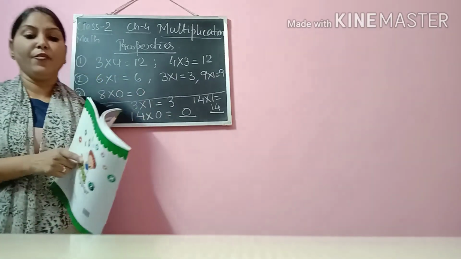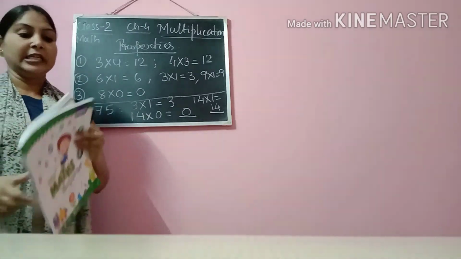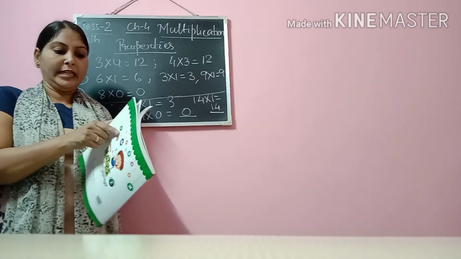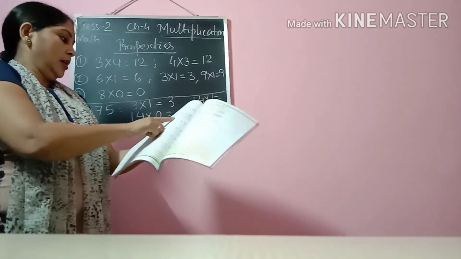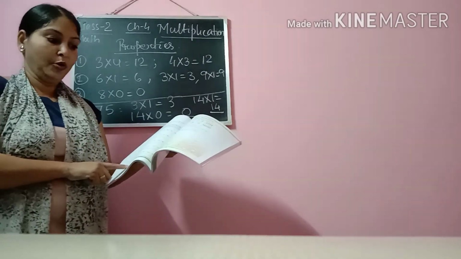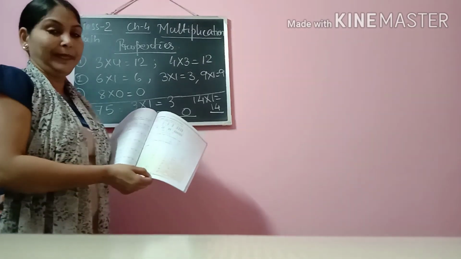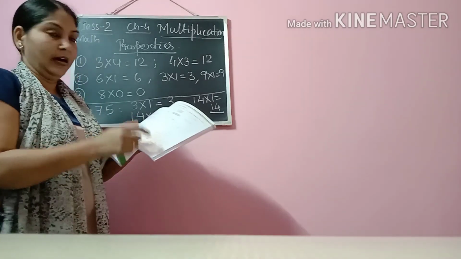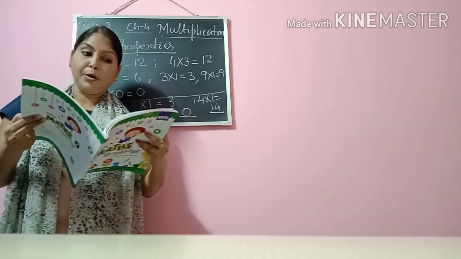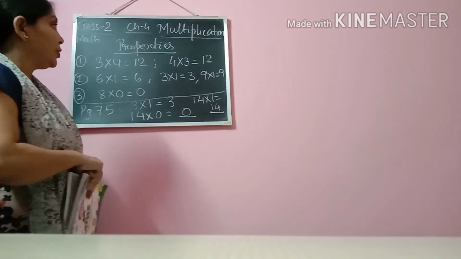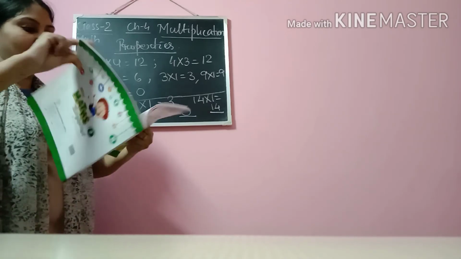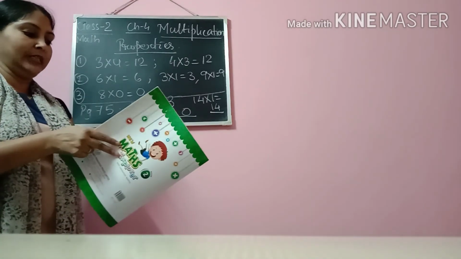So what is your homework for today? Your homework is, first of all, you will do page number 74, that is multiplication on number line system. This page you will do in the book, and you will also complete page number 75. Fill in the boxes based on the properties. At the same time, you will write the properties in your CW copy. The properties which are given on page number 75, you can see on top.